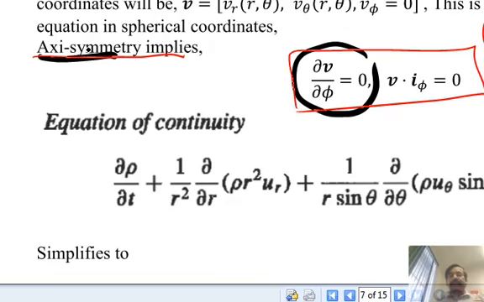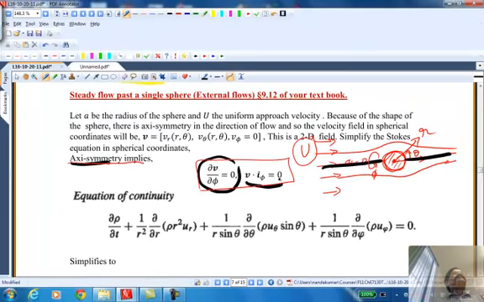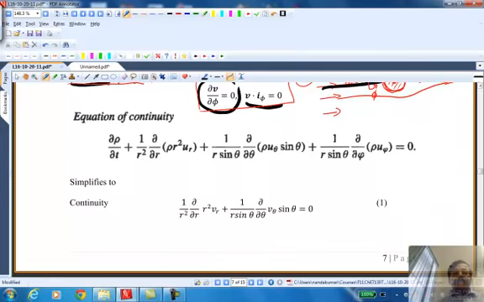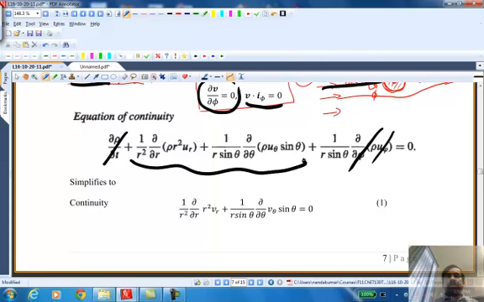What else do we state? v dot i_phi equal to 0. There is no component of the velocity in the phi direction. So the velocity is pointing only in the r and theta directions, nothing in the phi direction. That's what makes it a truly two-dimensional problem. It is a steady flow, so this term drops out, there is no variation in the phi direction, and the phi velocity itself is 0. So the continuity equation reduces to this in spherical coordinates.